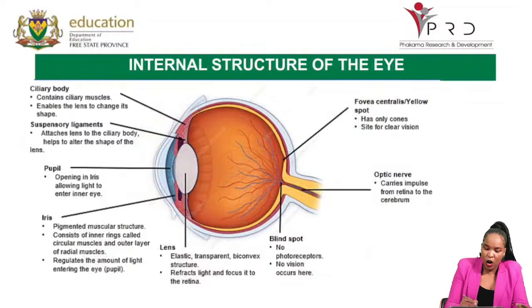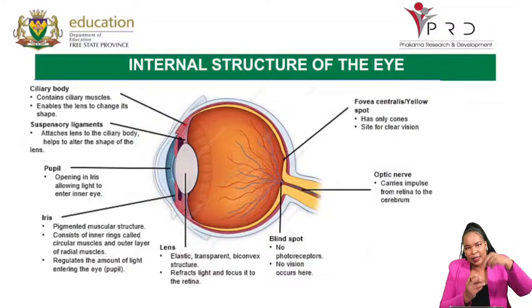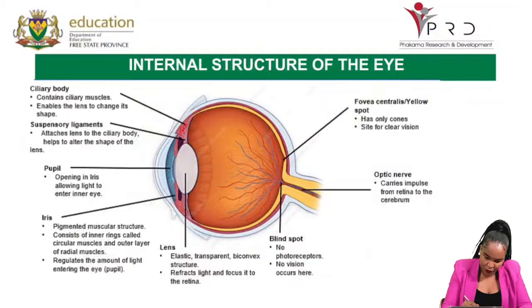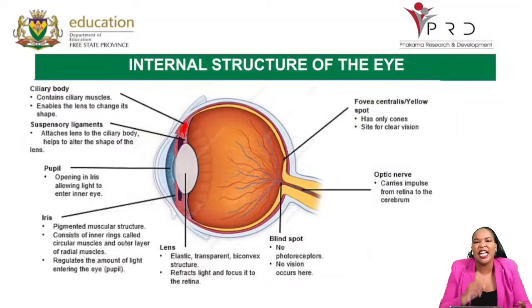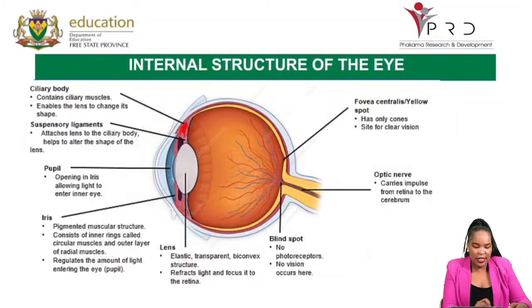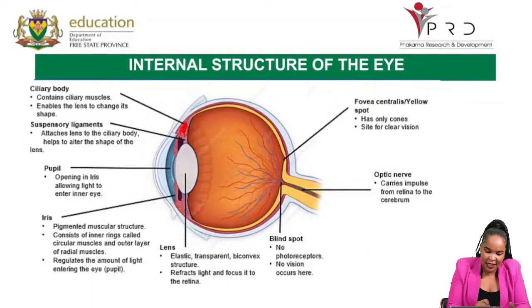Then you have your ciliary body. Remember we said the ciliary body goes together with the suspensory ligaments, those ones that hold the lens in position. Those muscles, these muscles here. Mostly it will be represented as a dot or some smaller circle. So the ciliary body contains the ciliary muscles, and it enables the lens to change its shape.